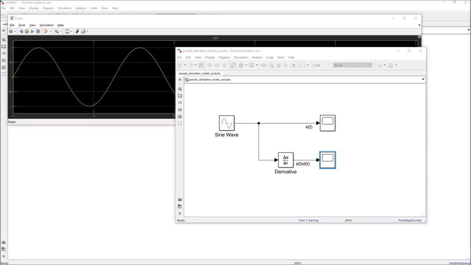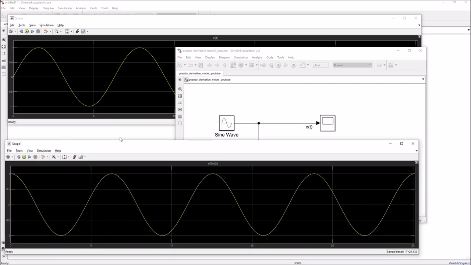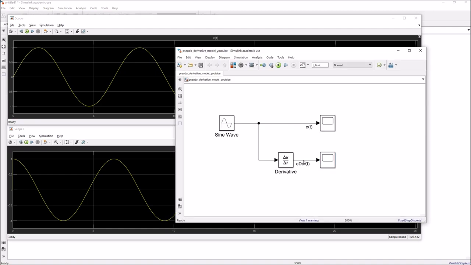Let me pull over the scope and minimize this so we can see both of them together. I think that seems totally reasonable. The top is the signal, the bottom is its numerical derivative. As you can see, the top one is a sine wave and the bottom is a cosine wave. You might say this is totally fine, there's nothing wrong with this. It looks exactly like what you would expect, and I would agree with you. In this case, where we have a nice, perfect simulation with no noise, the E dot signal is calculated no problem.